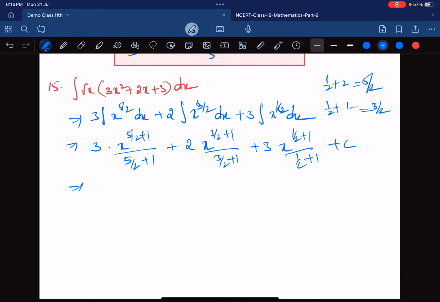So if you simplify this one, 7 by 2 will become 2 by 7, that is 3 times 2 by 7, so 6 by 7 into x power 7 by 2. Plus here 2 plus 5 by 2 becomes 2 by 5, so 4 by 5 into x power 5 by 2, plus 2 times x power 3 by 2 plus c. The 3 gets cancelled, we get 2 only. So this is the final answer.